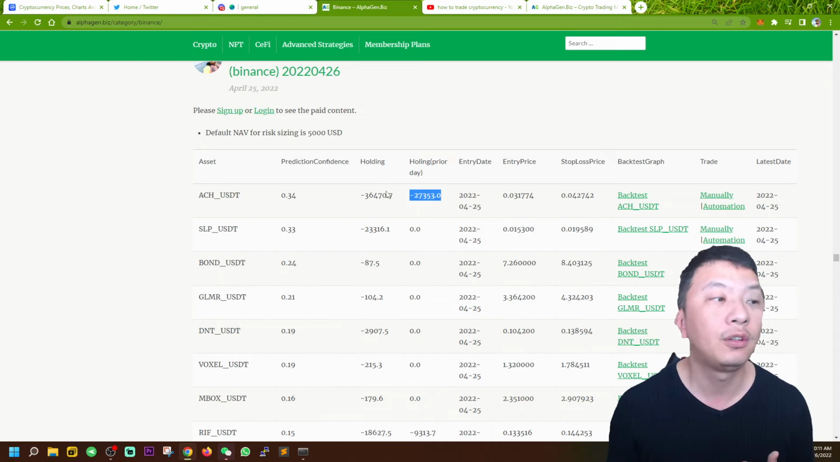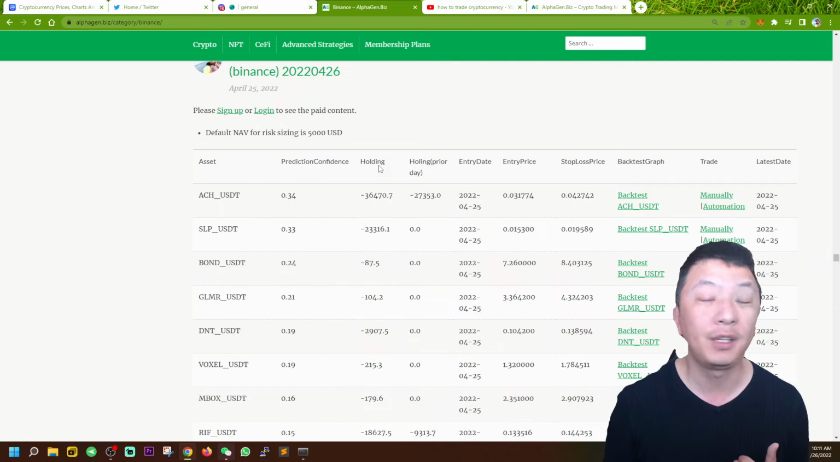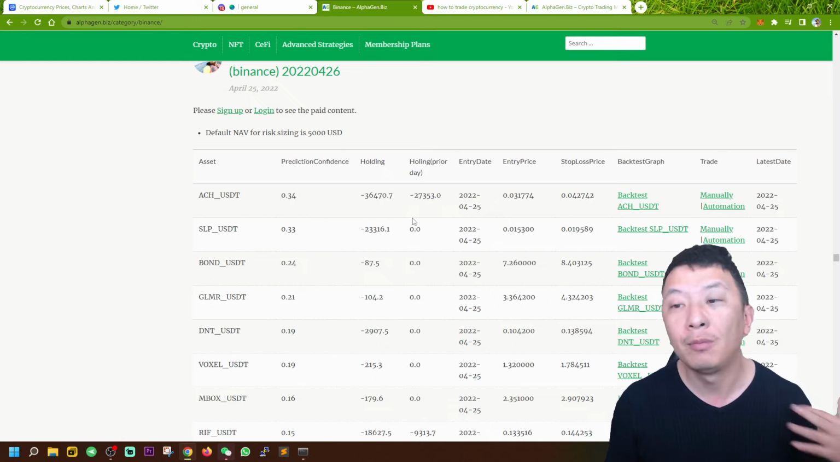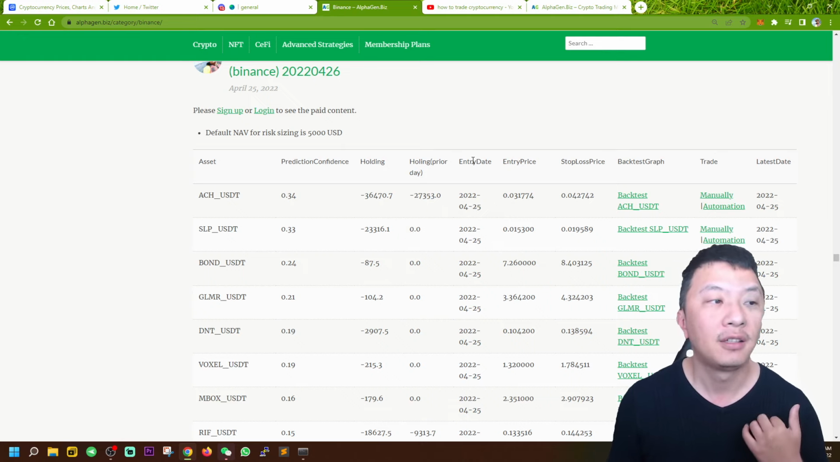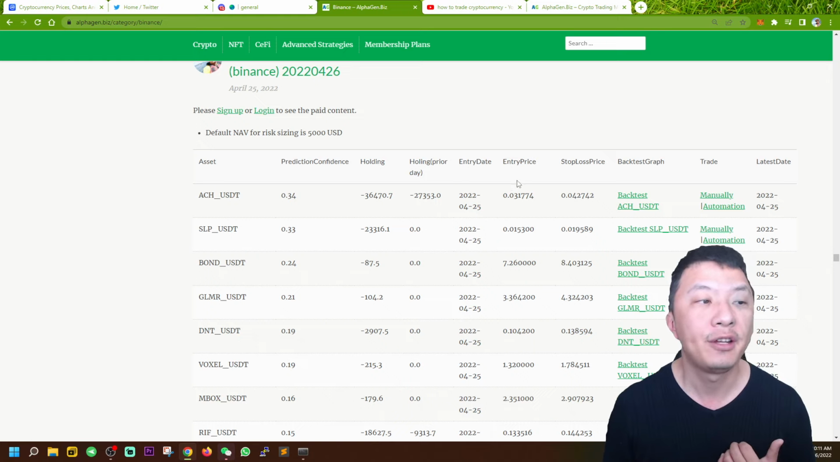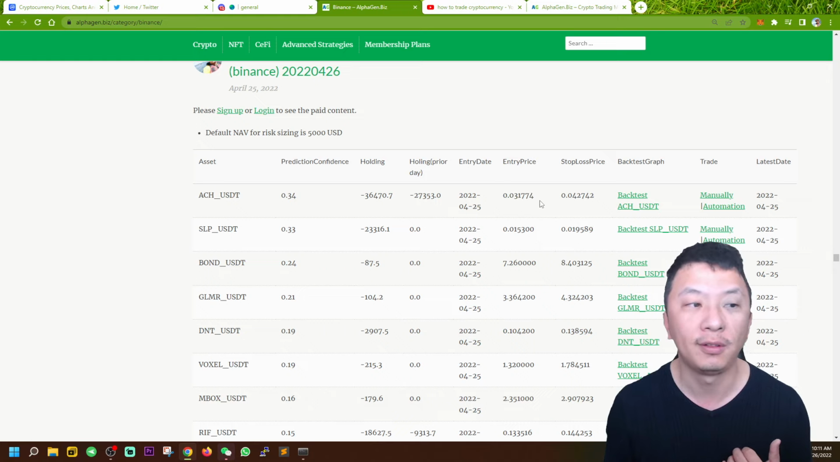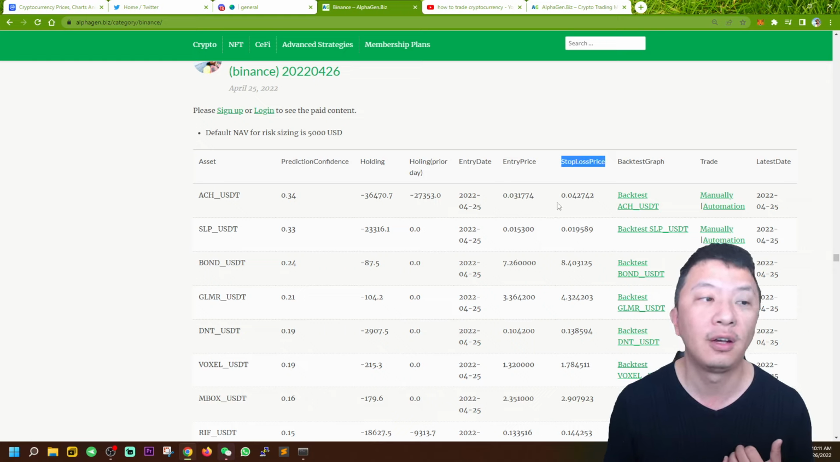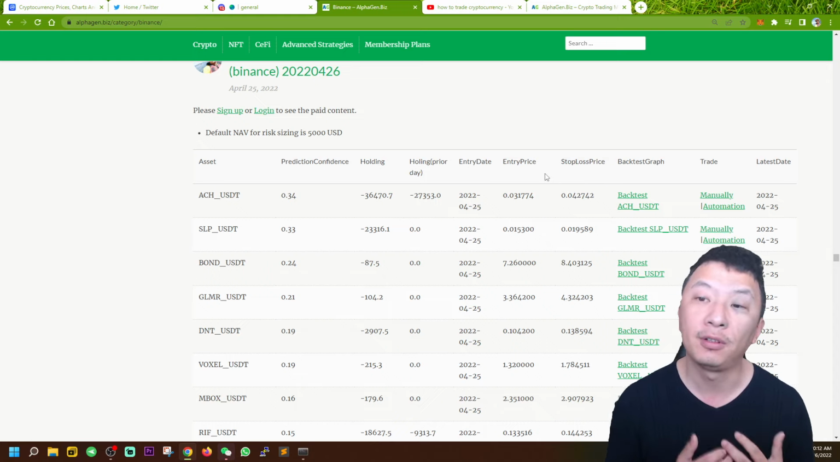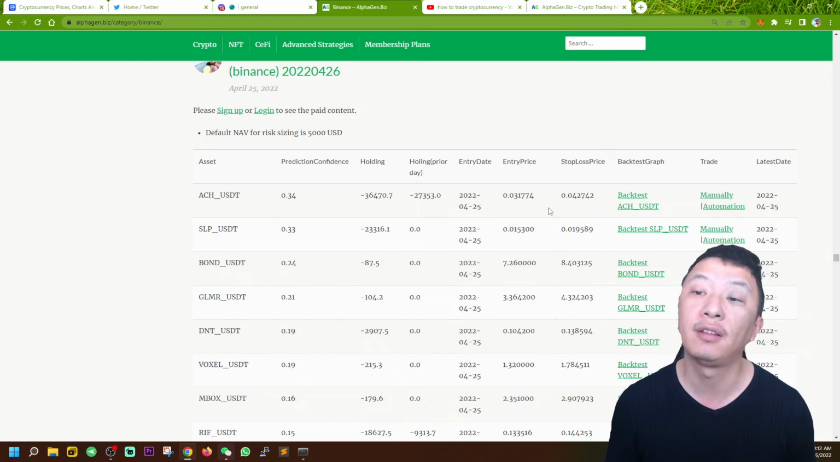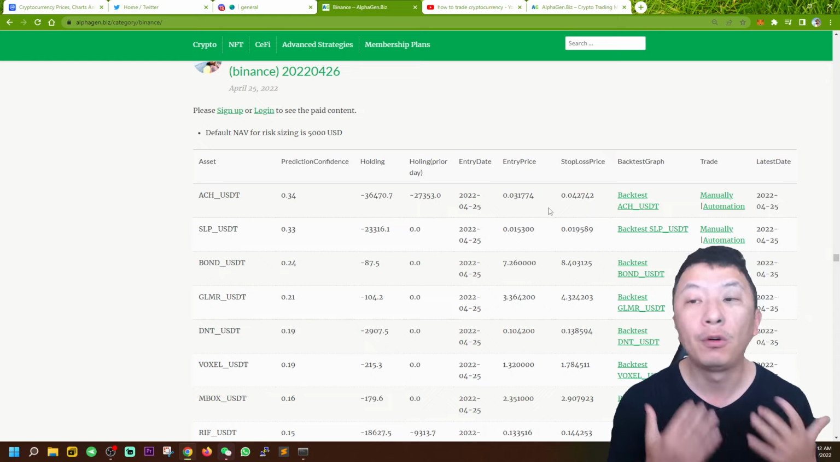If you see the difference between holding and holding prior day, it means that on the current day we have more holding, we're adding more positions into it. The entry day means when the signal was triggered, and entry price means at which price point you enter the new positions. Stop loss price is a projected stop loss. So before you even enter the positions, you know when and where to exit, before you even start.